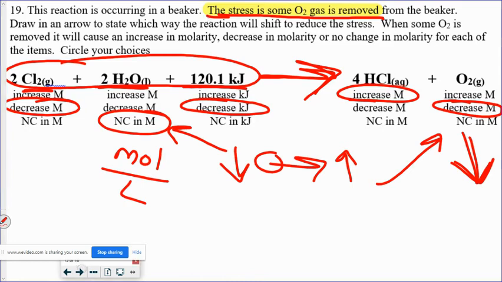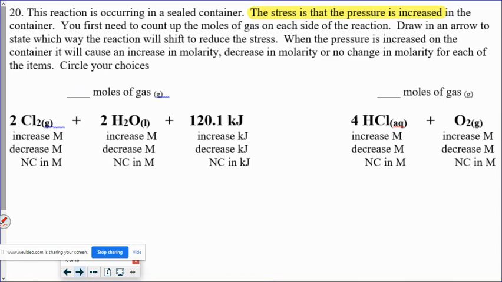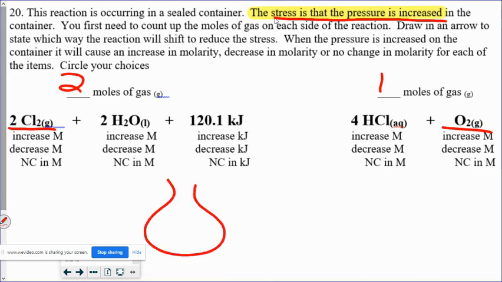Let's try another one. Why don't you try this one on your own and see how you do? Pause the video. The stress is pressure is increased. So pressure deals with gas molecules. So I have two gas molecules there. I have one O2 on this side, so I have one gas molecule. Again, here's my awesome containers.